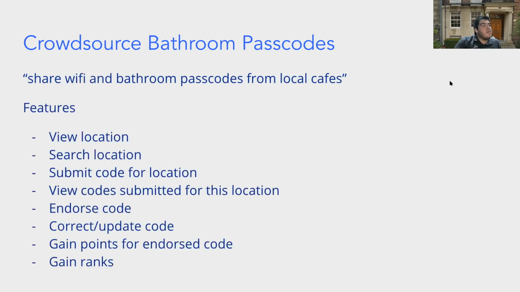And so what are some core features that we might want? You might be able to view a location for a cafe. You can search for locations. You might be able to submit a code that says, this is the code I last used. And then on the other side of it, you can see the codes for all the different cafes.